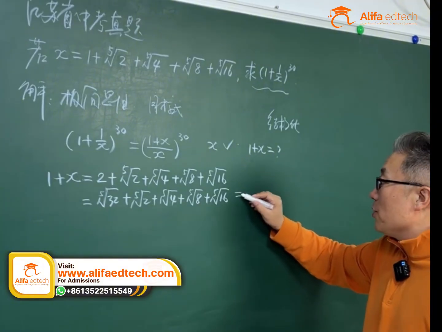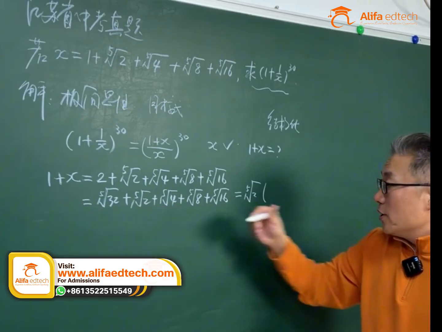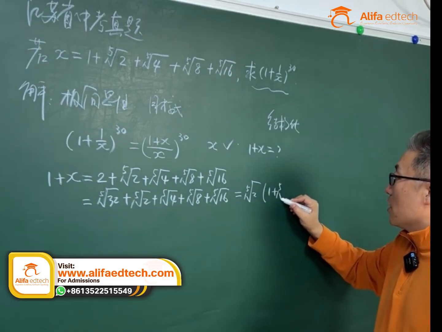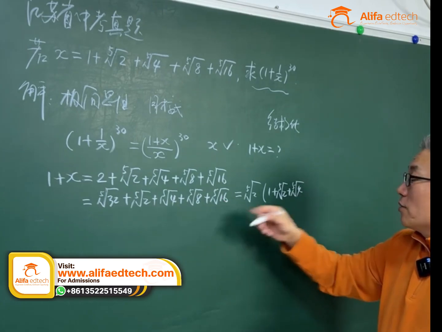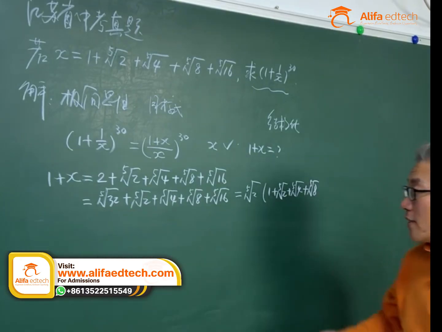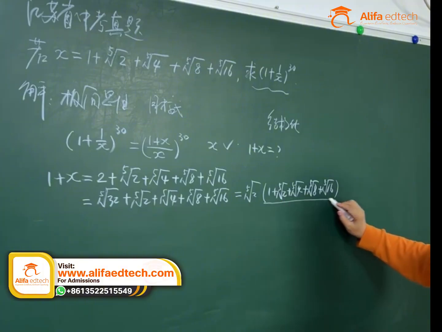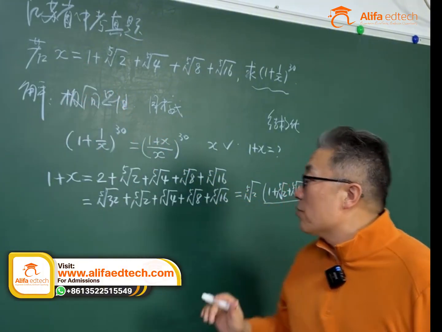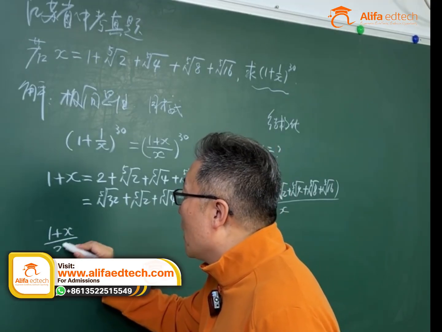We can extract a common factor, the fifth root of 2, writing from small to large. Here is the fifth root of 2 times (1 plus the fifth root of 2, plus the fifth root of 4, plus the fifth root of 8, plus the fifth root of 16). Looking at this part again, it just so happens that our condition is x, so this part (1 plus x) over x is our goal.